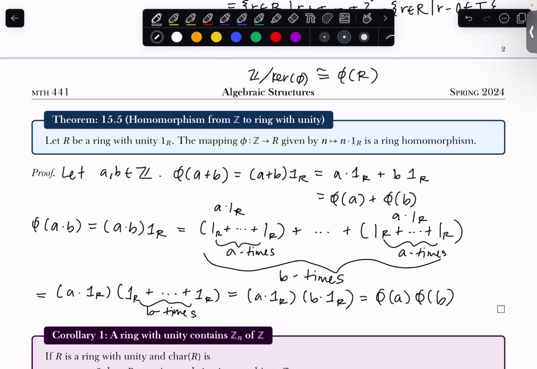So if I know that the map goes from Z to something with unity where it does this, now I immediately know it's a ring homomorphism. I don't have to prove it because this does it more generally for me. So we really want to think, when can we apply it? We can apply it when we have a map from the integers to a ring with unity, where this is exactly what the map is doing. So now we don't have to do this proof every time. We know that it's true as long as it's a ring with unity and it's this specific map here.